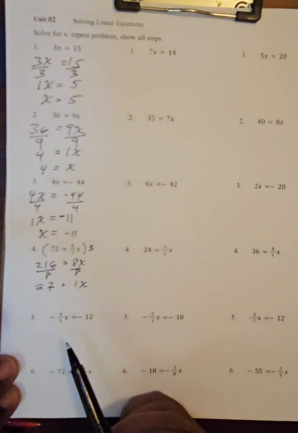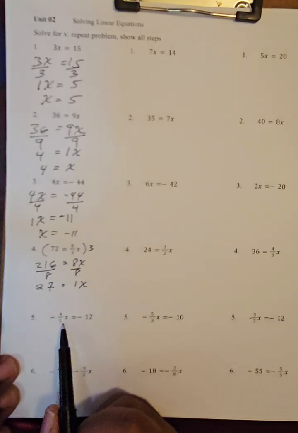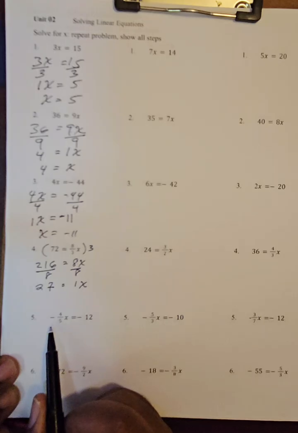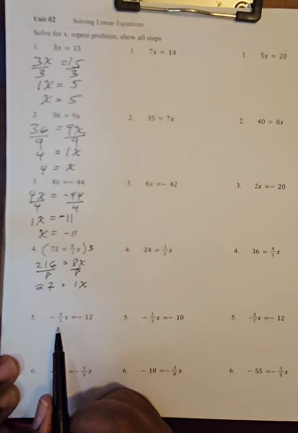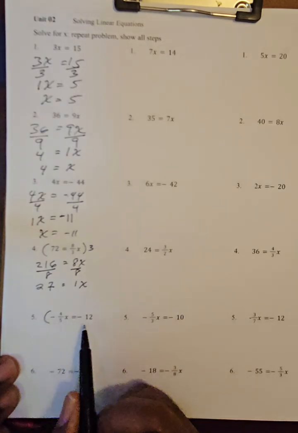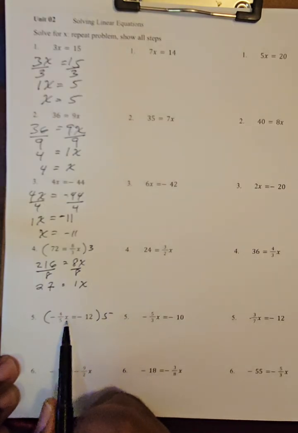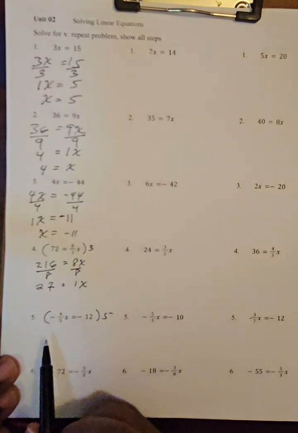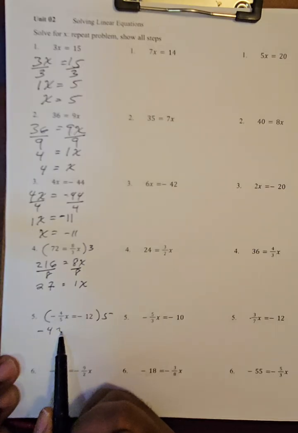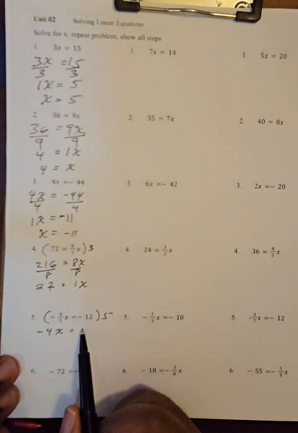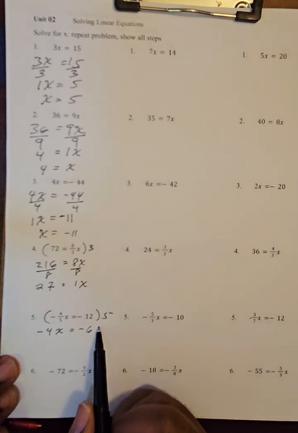Okay, next. We want to solve for x, and what we want to get rid of is the 5. So we're going to multiply both sides by 5. When you multiply this fraction by 5, the 5's will cancel, and you'll end up with a negative 4x. 5 multiplied with negative 12 should give you a negative 60.